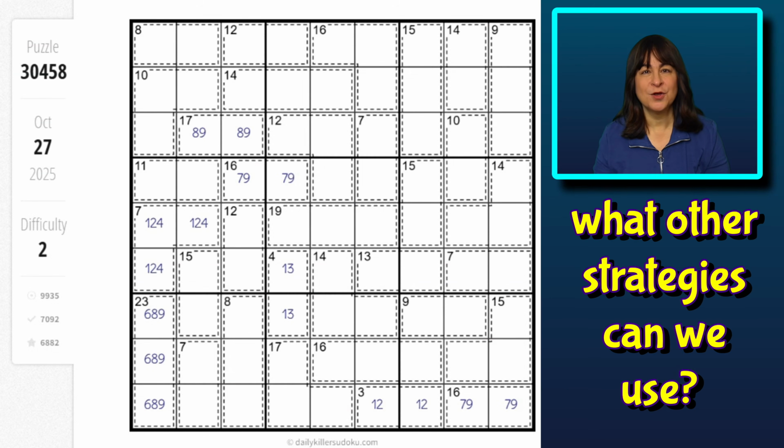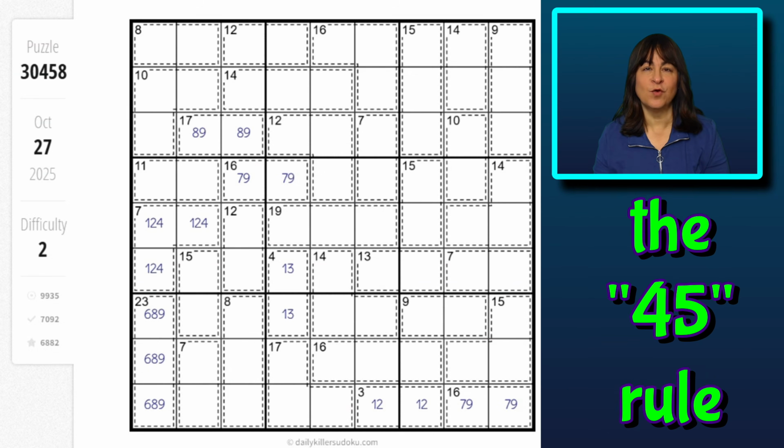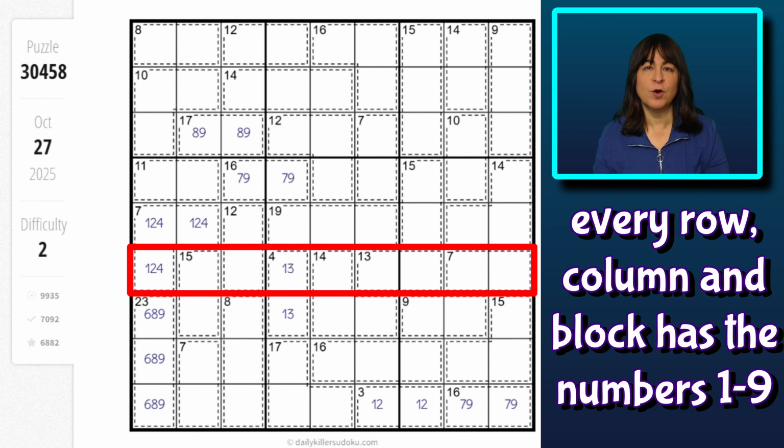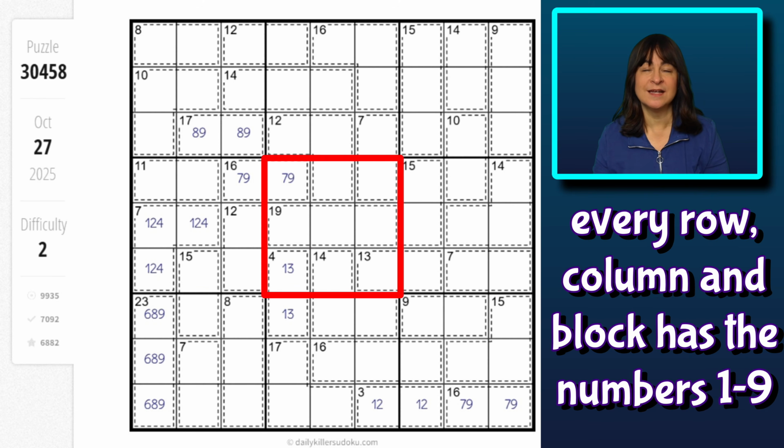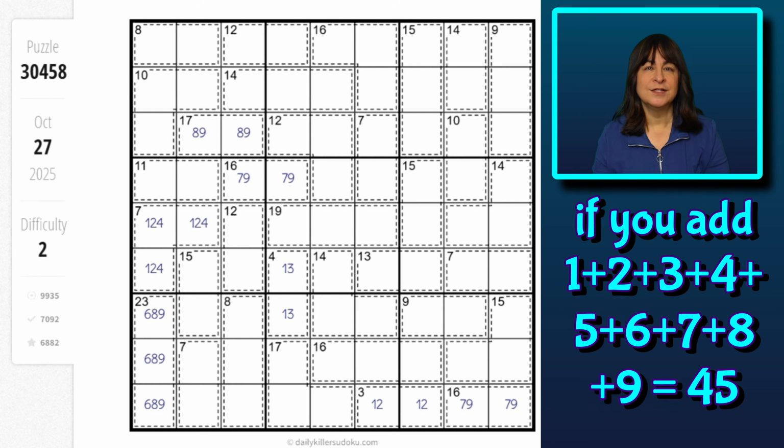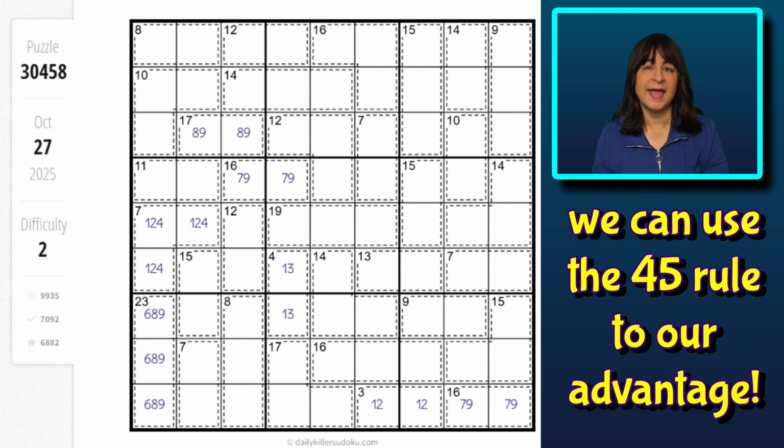Okay, what next? Well, there's something called the 45 rule. Every row, column, or block has to contain the numbers 1 to 9, right? So if you add up the numbers 1 to 9, that is 1 plus 2 plus 3 plus 4 plus 5 plus 6 plus 7 plus 8 plus 9, you get 45. So the sum of all the digits in a row or column or block has to add to 45, and we can use this rule to our advantage.